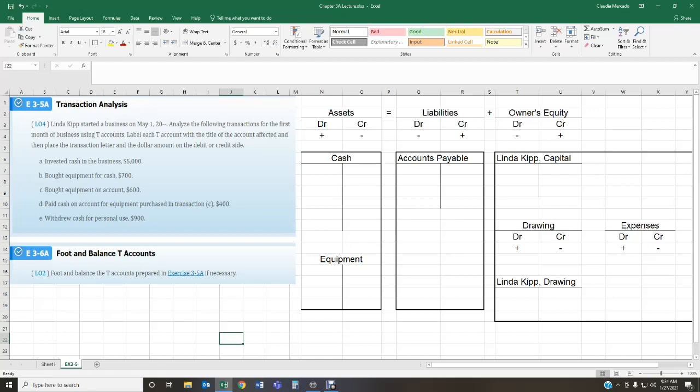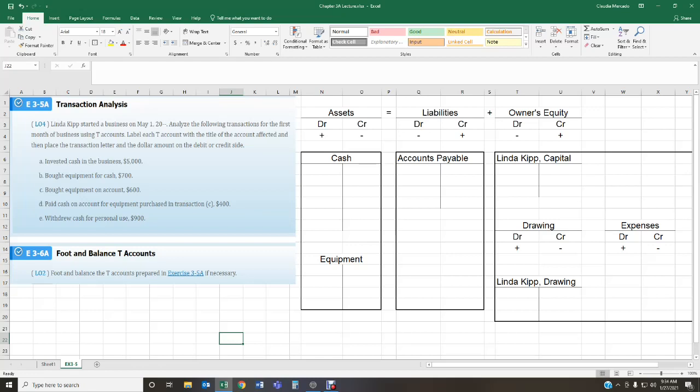So we have 5 transactions that we're going to analyze. Now, the focus is exercise 3-5. That is what you're going to be having on your homework. But I'm also going to cover exercise 3-6 in the process, because exercise 3-6 is the following step, which is to foot and balance your T accounts. That way you know how to do a T account from beginning to end. Okay, so let's get started.